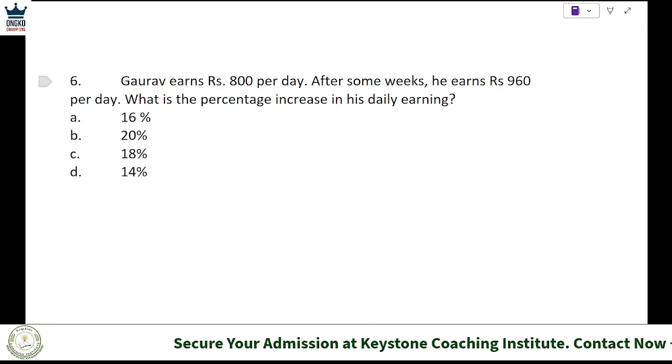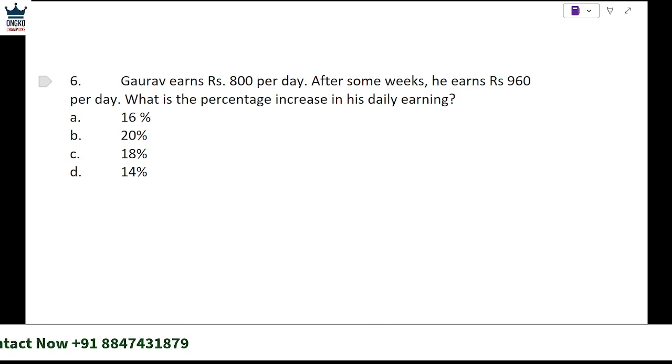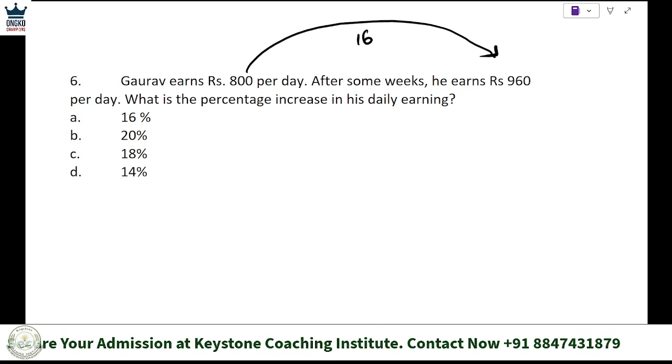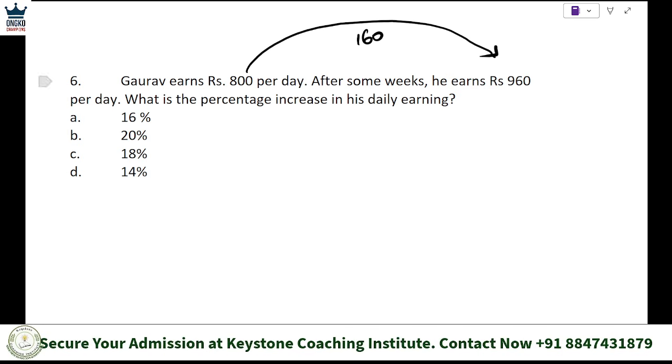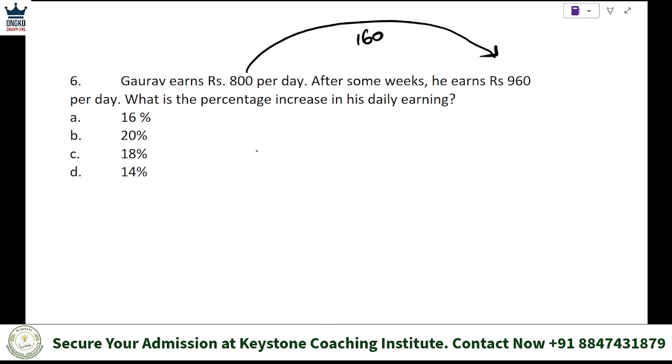So earlier, Gaurav's daily wage was 800 rupees. After some weeks, it was increased to 960, which means it increased by 160. So what is the percentage increase in his daily income? The increase was 160, and we will compare it with the original wages.